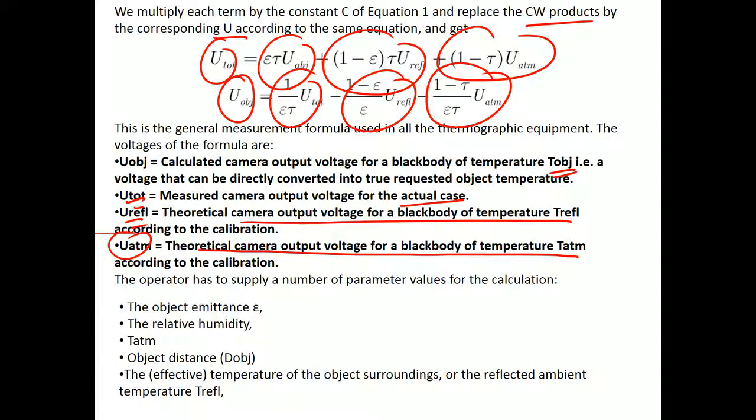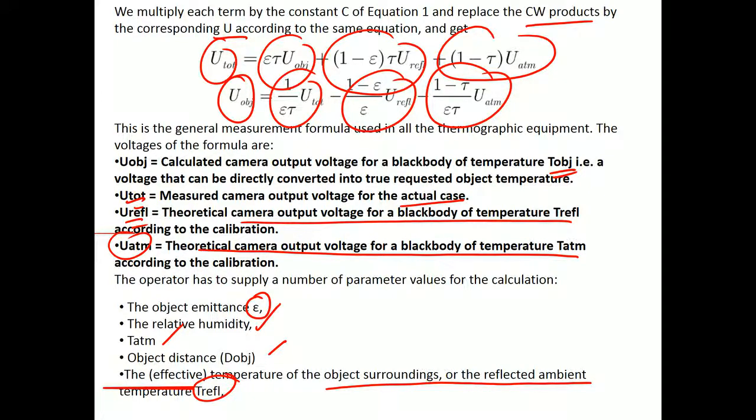Now, the operator working on the camera has to supply the object emittance. That is why in an IR camera you will see this term specifically appearing. You have to specify the relative humidity, the temperature of the ambient, and the object distance, which is sometimes pre-done because you are focusing the camera. Also the effective temperature of the object surroundings, the reflected temperature T reflectance.